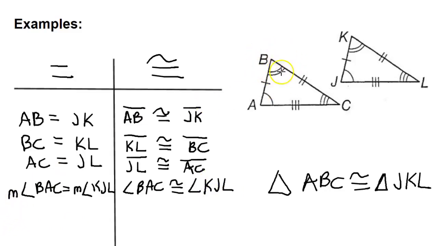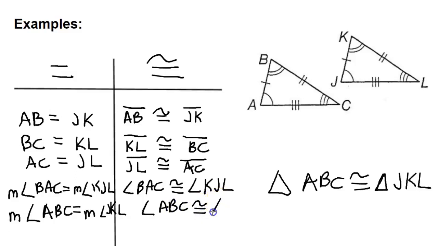If I'm looking here at angle B, for instance, I would say that the measurement of angle ABC equals the measurement of angle JKL. Now if I want to look at congruent, I would say that angle ABC is congruent to angle JKL.